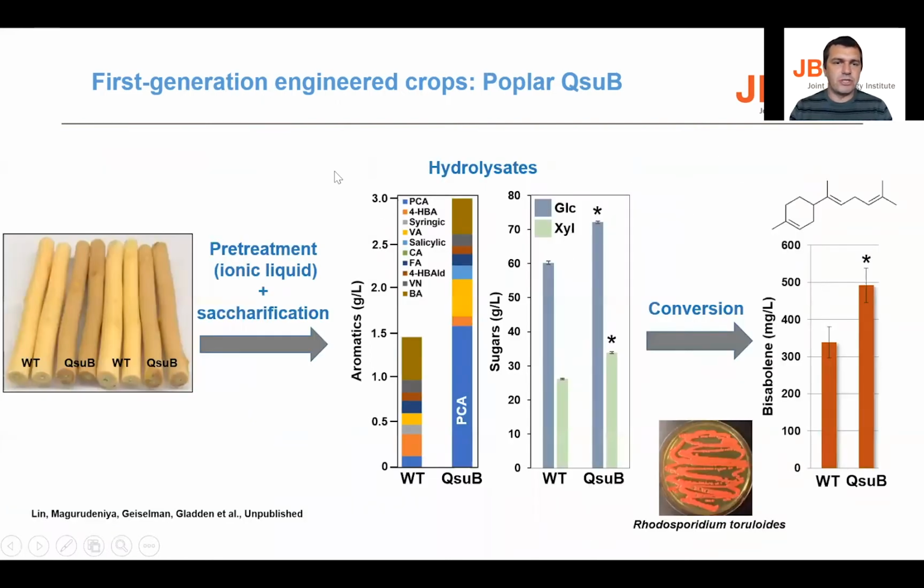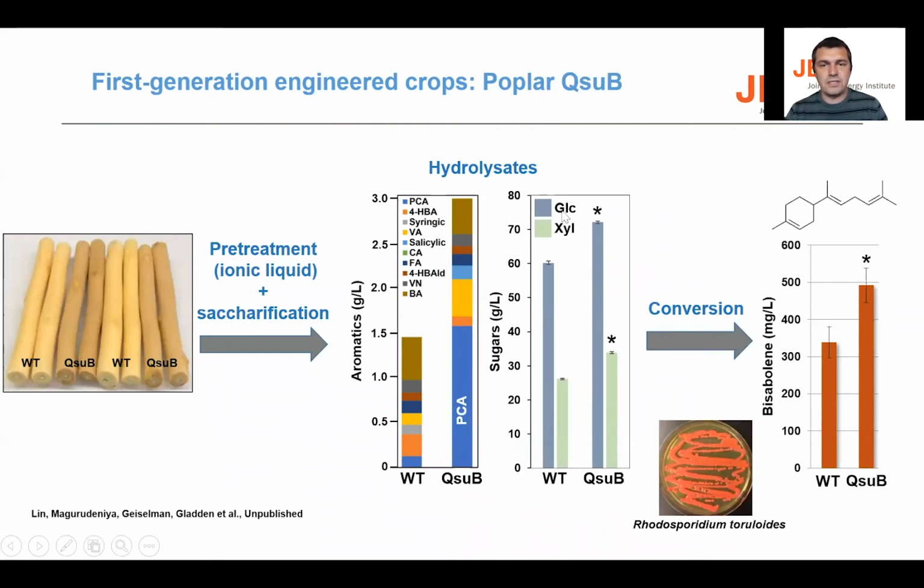So at JBEI, we processed the wood from these poplar trees. We produced hydrolysates. We pre-treated the wood with ionic liquid and conducted saccharification using cellulase and hemicellulases to obtain these hydrolysates, which contain aromatics and sugars. And you see that in the case of the QsuB hydrolysates, we have more aromatics, and this is mainly due to more protocatechuate, but also more glucose and xylose.